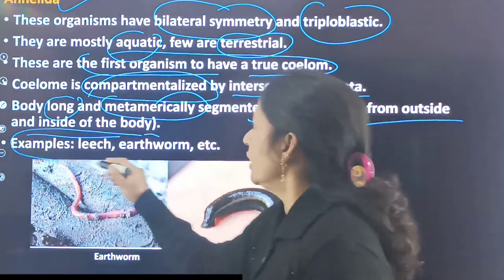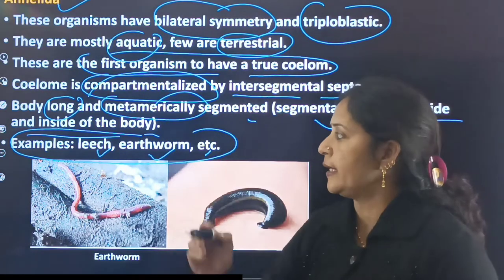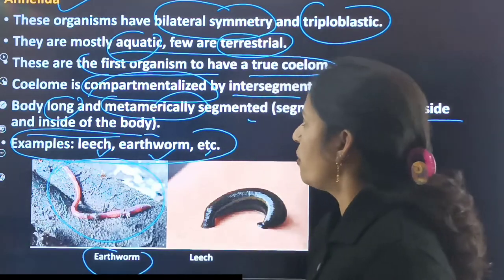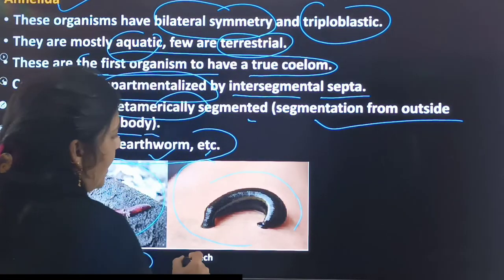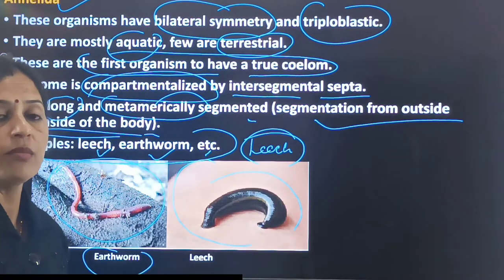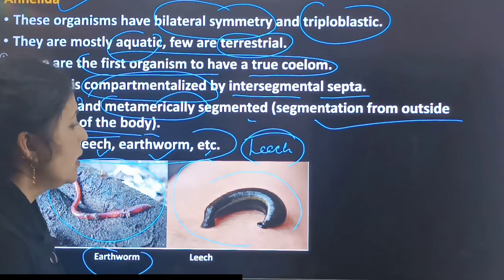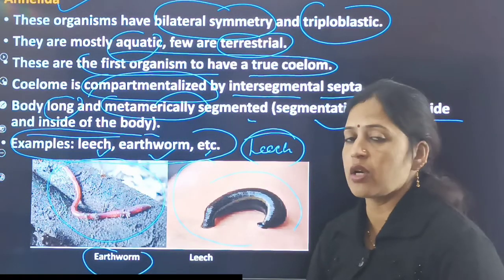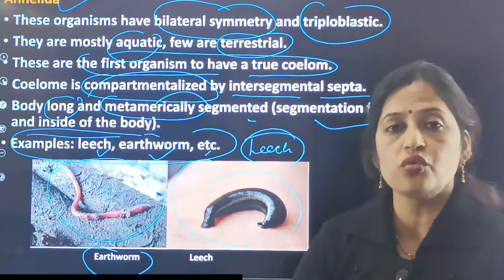Common examples of the Annelida are leech, earthworm, etc. Here is the diagram of the earthworm, the most common example of the Annelida, and the leech is another example. These are bilaterally symmetrical, triploblastic animals, mostly aquatic, while the rest are terrestrial. They are the first organisms which have a true coelom.